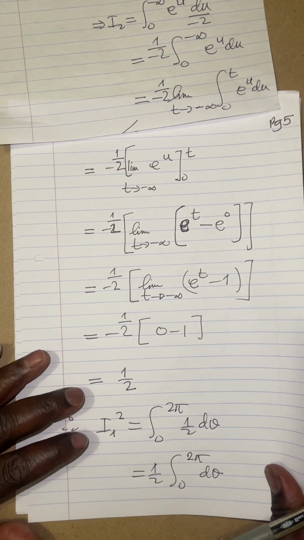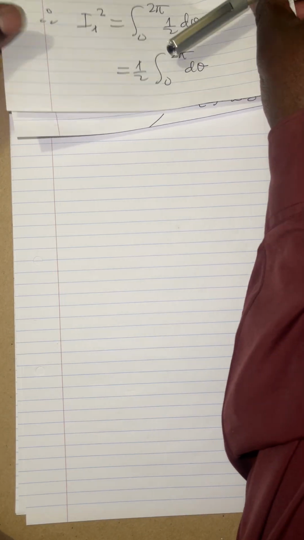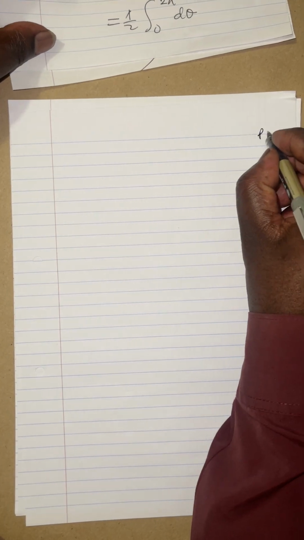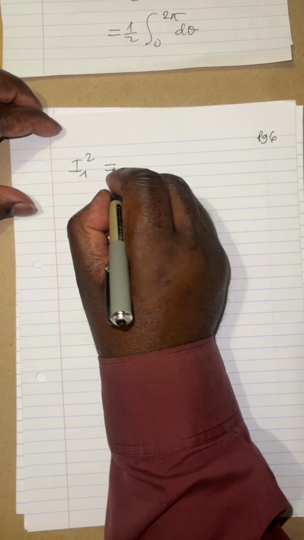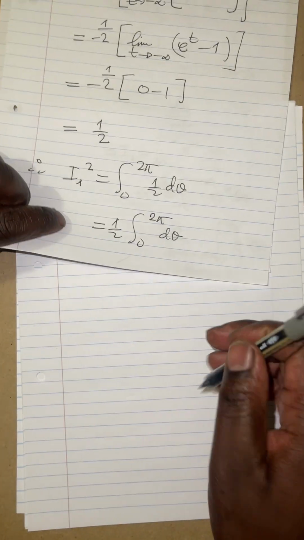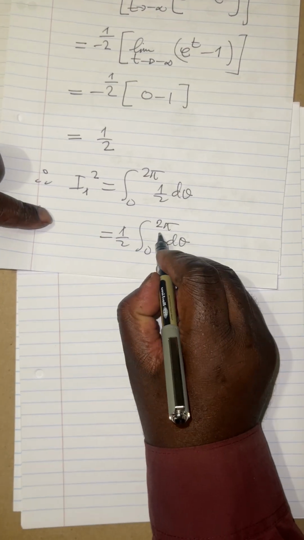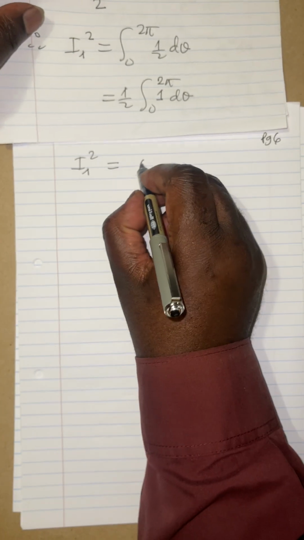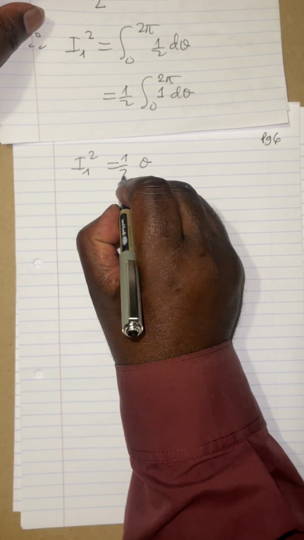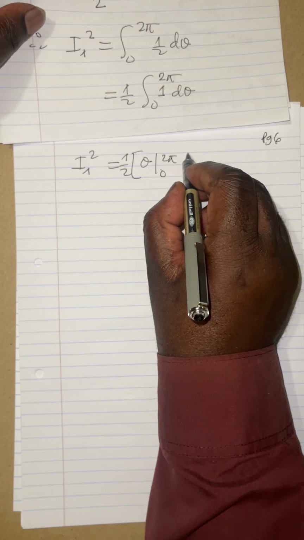So now we have, let's move to page 6 here. Moving to page 6. Now we are saying basically that I1 squared is equal to integrating, like I said, the theta here. If you like, there's a 1 here actually. Integrating 1 with respect to theta is just going to be theta. So we're saying theta, outside we have half, and the limit of integration will be 0 to 2 pi, like that.